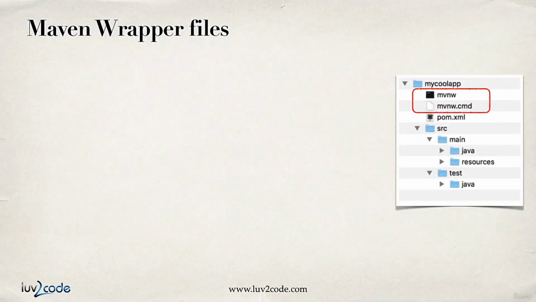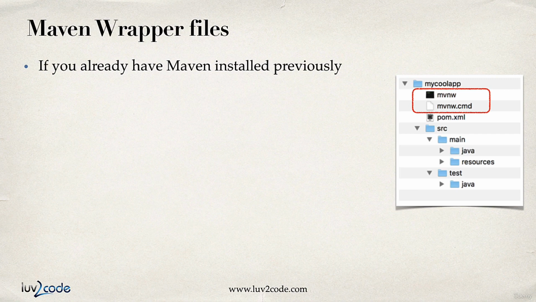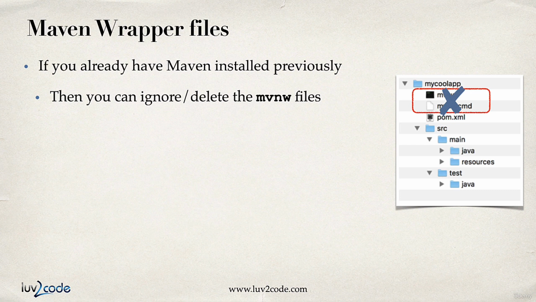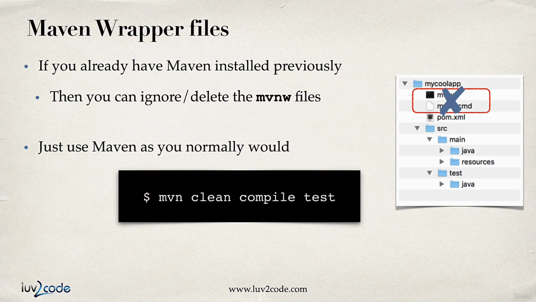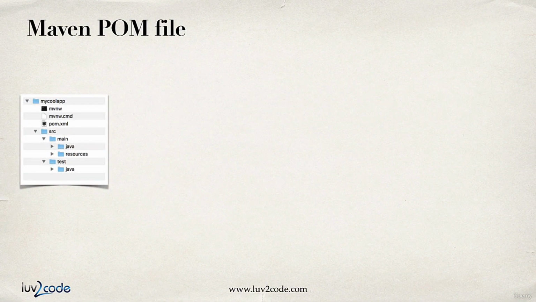Now, if you already have Maven installed on your computer, then there's actually no need for the Maven W files. So you can safely ignore those files or delete them. They're not required. In that case, since you already have Maven locally installed, you simply use Maven as you normally would. So here you'd say mvn clean compile test. Notice here, there's no Maven W. You simply use Maven by itself. All right, so that's the Maven W commands or the Maven wrapper files.